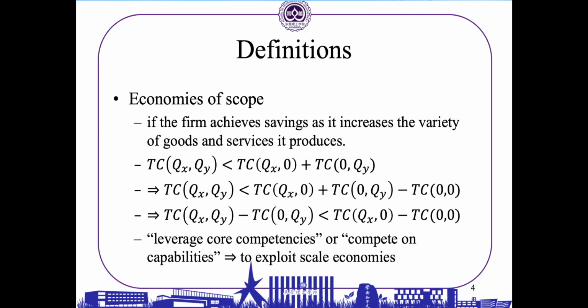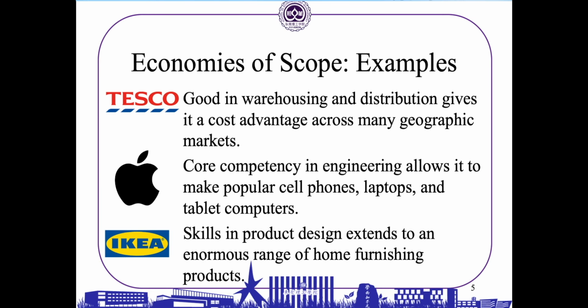In business, the strategies of leveraging core competence or competing on capability recommend that firms exploit the scope economies. Let's see some examples. Tesco, a giant British supermarket, uses its capacity of warehousing and distribution to expand the market to different countries. Apple, the biggest electronics manufacturing firm, uses its excellent design and engineering skill to make popular phones, laptops, and tablet computers.